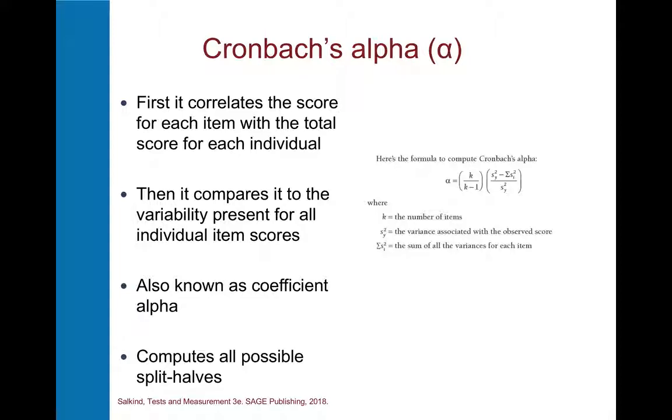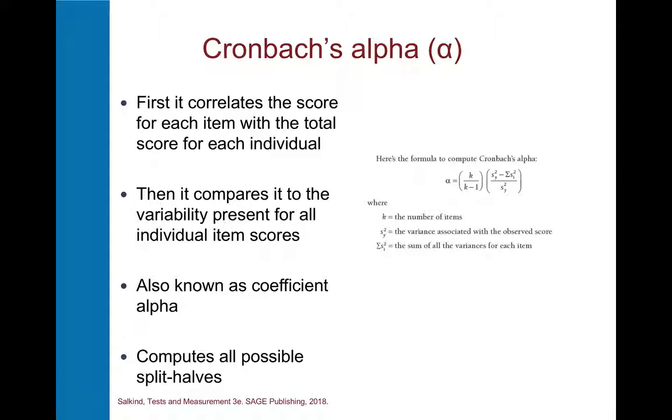So the formula to compute Cronbach's alpha is to divide the number of items. So let's say you've got a 20 item measure, so that's 20 divided by 20 minus 1, and you multiply that ratio by the difference between the variance associated with the observed score minus the sum of all the variances for each item, divided by the variance associated with the observed score, and that ratio then is going to be multiplied by k divided by k minus 1.